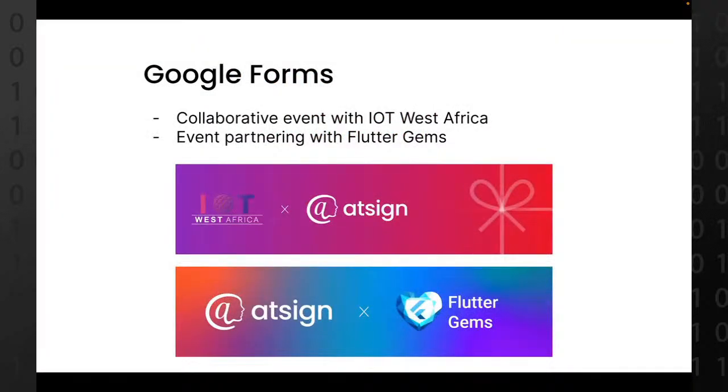And then next, I did a couple banners for some Google Forms. So one for IoT West Africa and another one for Flutter Gems. So I could have gone with just the orange, but I did want to spice it up because it was a collaboration with other organizations that have different color schemes. So the challenge was, how can I blend @sign's typical appearance with another company whilst not having too much going on? So, you know, the cool gradient with custom colors placed in different areas, as well as the gift card look for the one at the top.